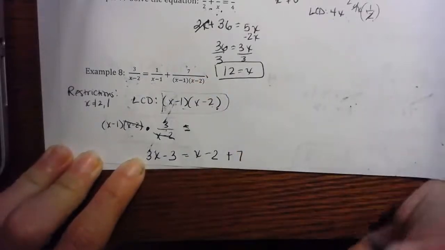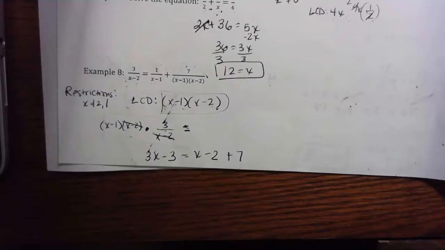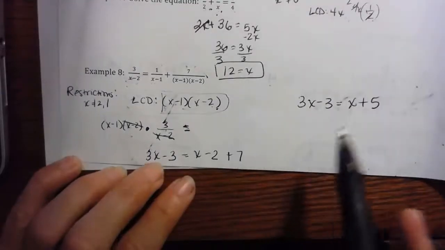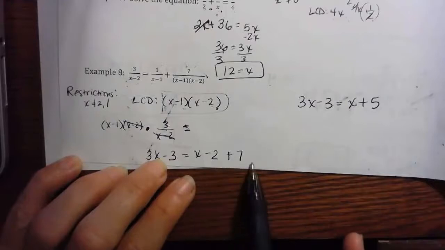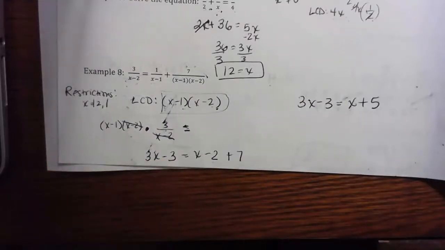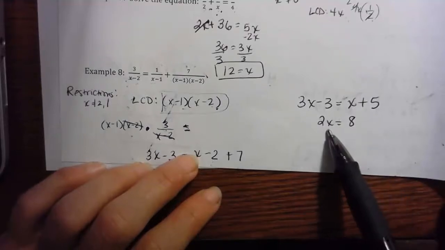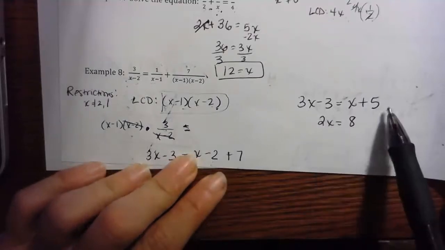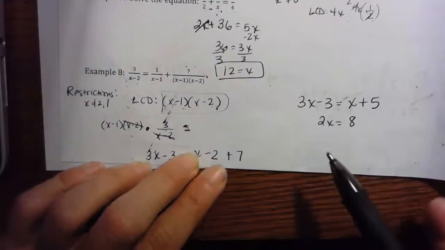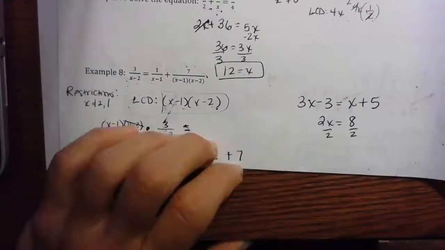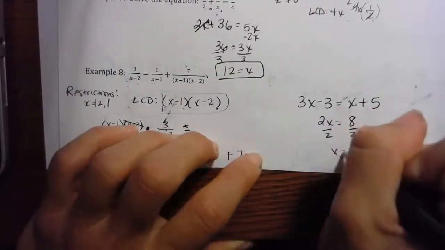From there, you're just going to simplify and solve. I'll show you those steps real quick. All I've done here is combine the negative 2 and the 7. Then you want to get your variables on one side, and your numbers on the other. It'll be a good time to pause the video and be sure that you can do these steps on your own. If I subtract x from both sides, I get 2x on the left. If I add 3 to both sides, I get 8 on the right. Divide both sides by 2, and you get x equals 4.